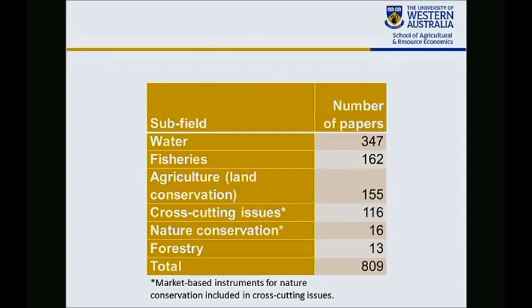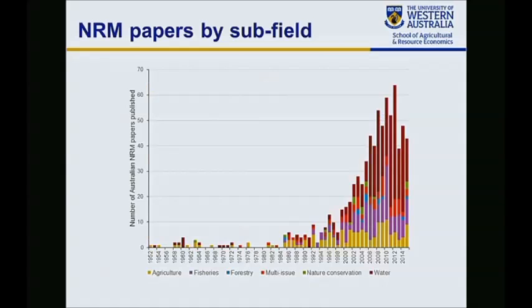There's a couple of asterisks here, which just highlight that I had to make a decision about where to stick the papers on market-based instruments and conservation tenders. Many of them do focus on nature conservation, but because they are methods that are broadly applicable, I put them in the cross-cutting issues section rather than nature conservation. But we'll talk about those in more detail later on.